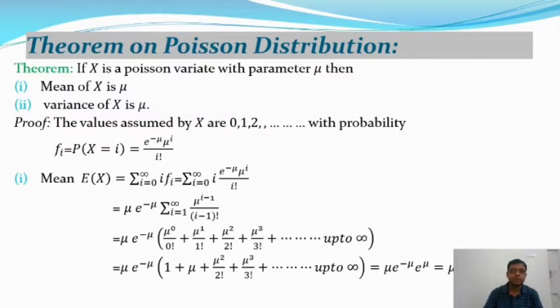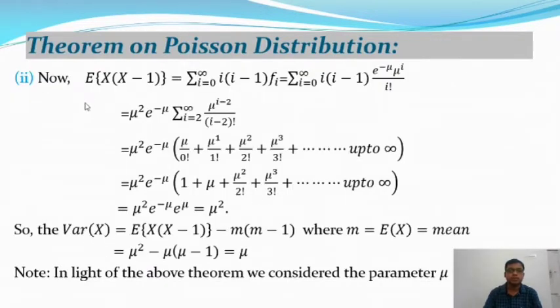After that we are going to find the variance of the Poisson distribution. First of all, the variance of X in a distribution function is given by the expectation of X into X minus 1, minus m into m minus 1. This is one of the properties of the variance of X, where m is the mean of the random variable capital X, denoted by E of X. The mean of the distribution function is mu, and I have already found in the previous slide that the mean of the Poisson distribution is mu.